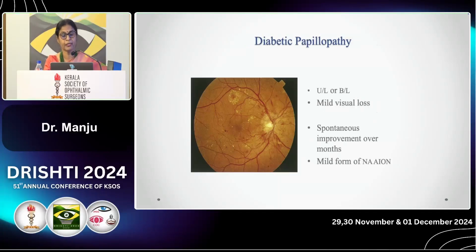Diabetic papillopathy usually presents as a mild visual loss. It may be unilateral or bilateral. You can see the disc is mildly hyperemic, and mild disc edema is seen along with features of a moderate NPDR. Sometimes you can see telangiectatic vessels also on the surface of the disc. It's considered to be a mild form of NAION and usually spontaneously improves over the coming months.